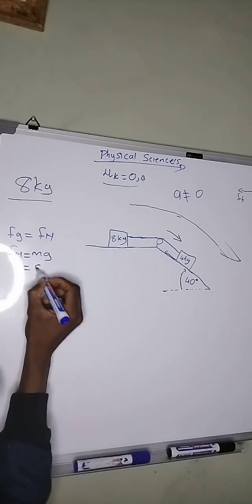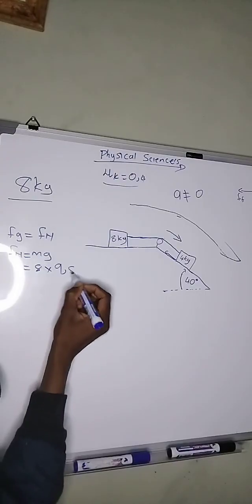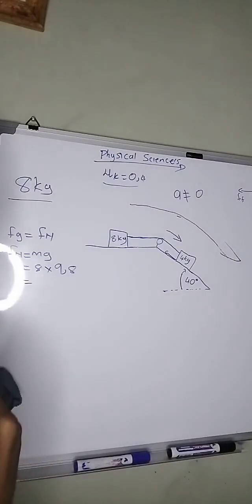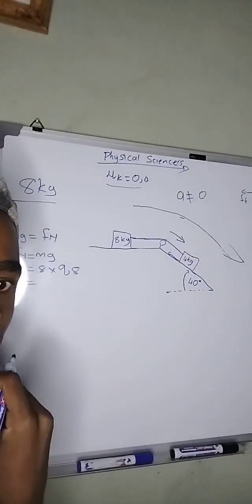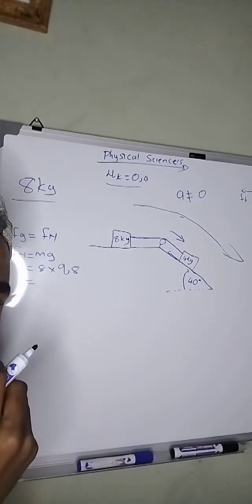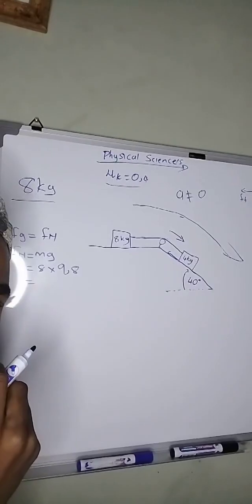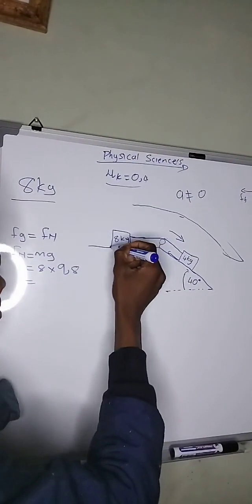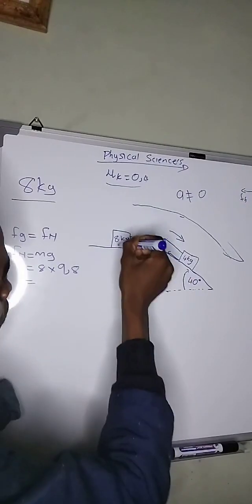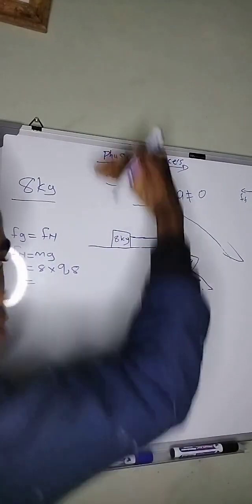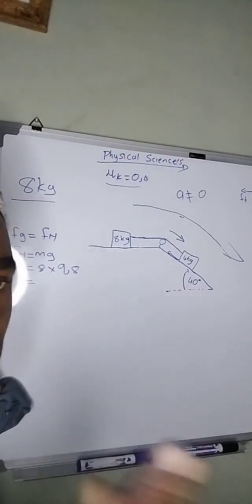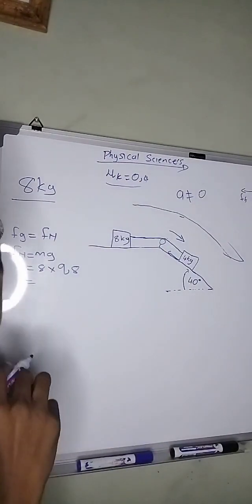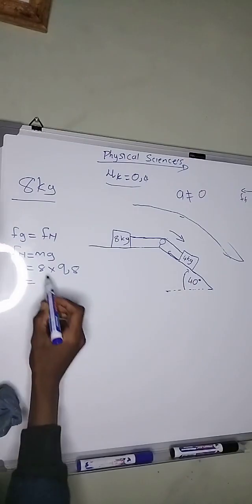So what is the mass? 8 times 9.8, what is the answer here? Because they are balancing each other, this force of gravity is balanced by the normal. So the object is not accelerating up or down. That's why they are equal. So what am I going to get as an answer here?